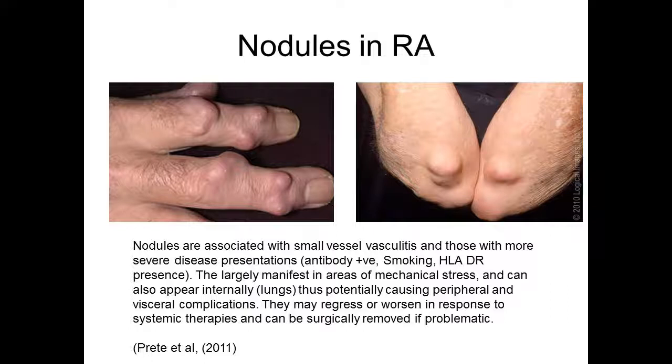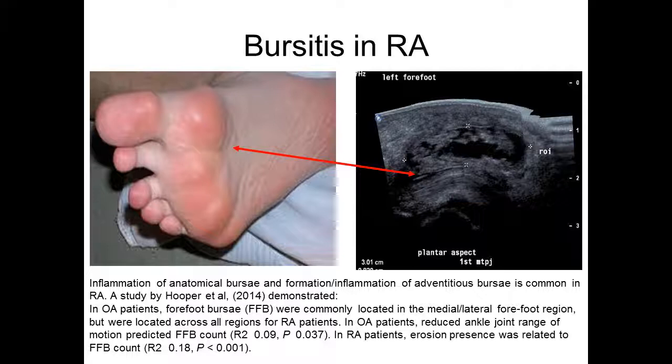You can see these particularly on areas of prominence and pressure within the feet, at the dorsal aspects and at the medial and lateral peripheral borders. So it's important to associate what these are in relation to rheumatoid arthritis and how we manage those. Bursitis as well is another extra-articular component of the disease, particularly prevalent in the foot as a weight-bearing area. Inflammation of anatomical bursae and formation and inflammation of adventitious bursae are common in rheumatoid arthritis.